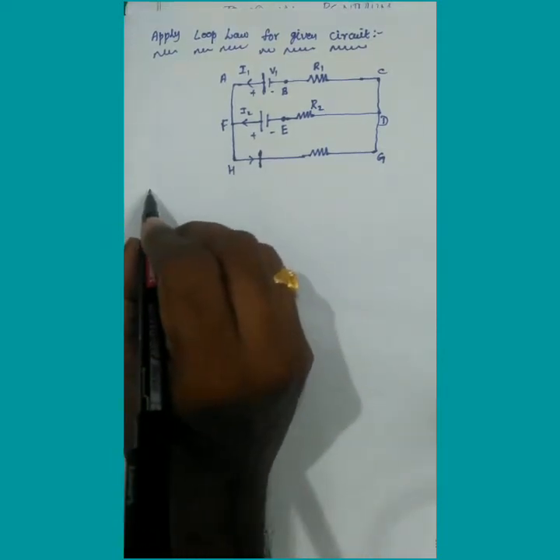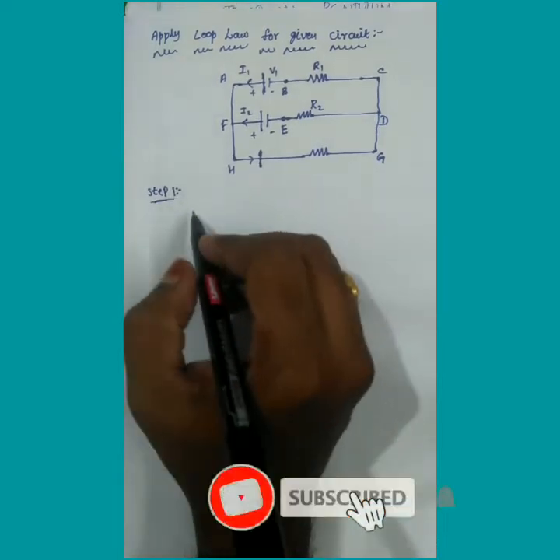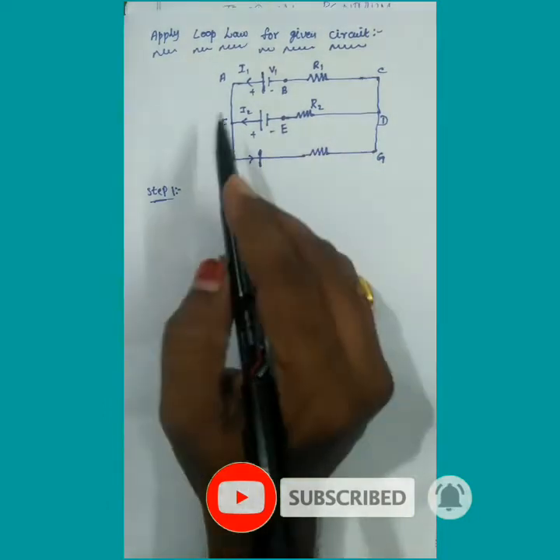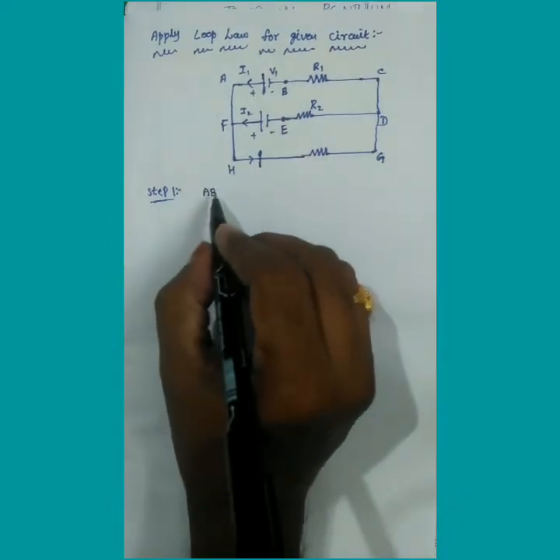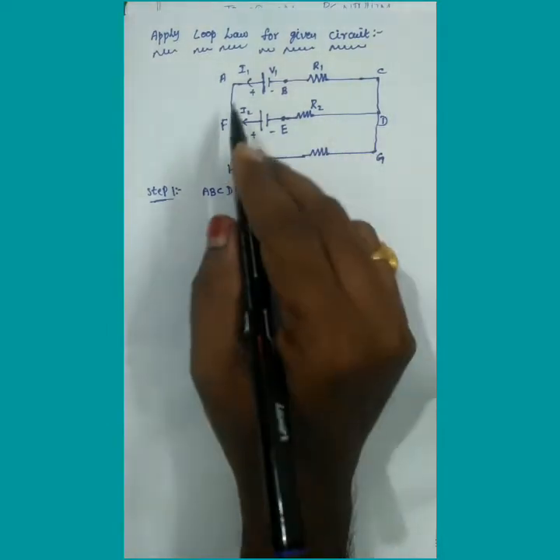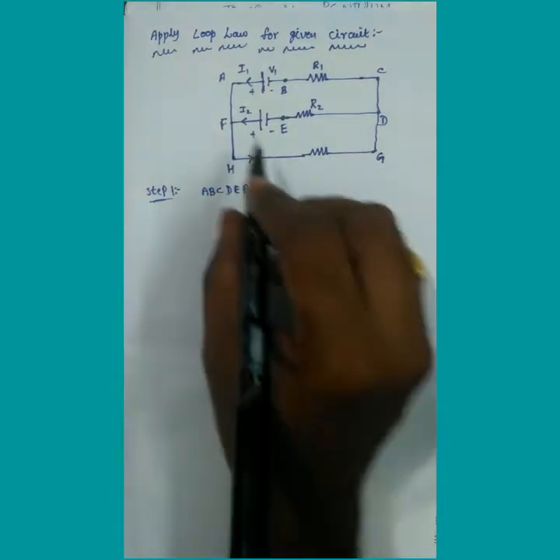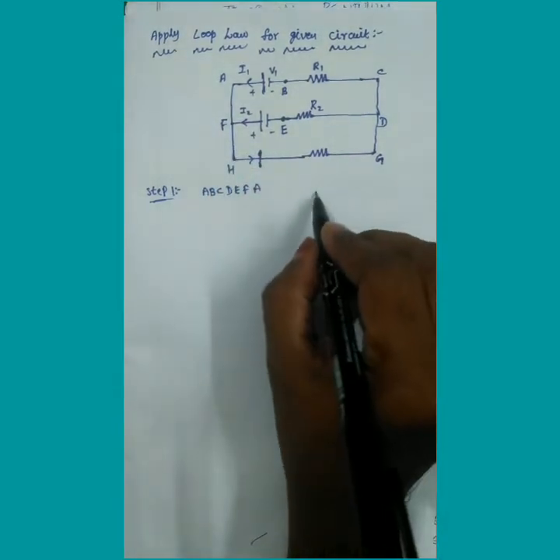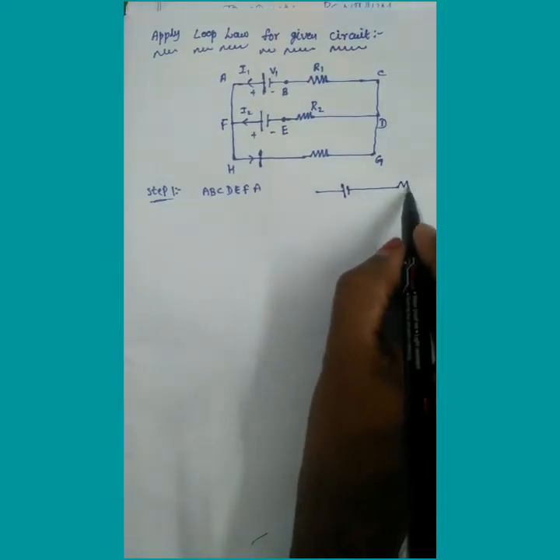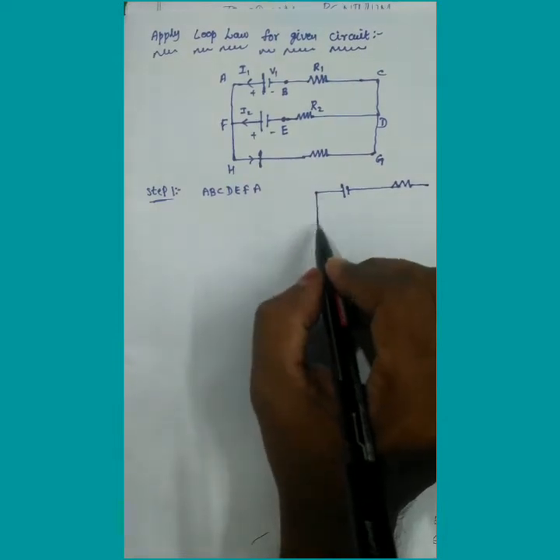That is step one. Here the loop I have taken is A B C D E F A. Just look at that circuit, my dear students, and observe keenly. I would like to draw that once again, because here we have to apply the sign convention. The sign convention is very important for us, that's why I am drawing this.